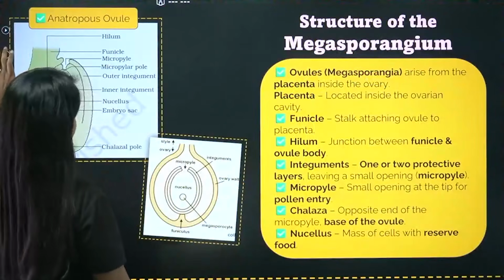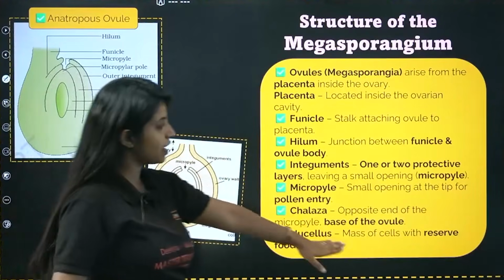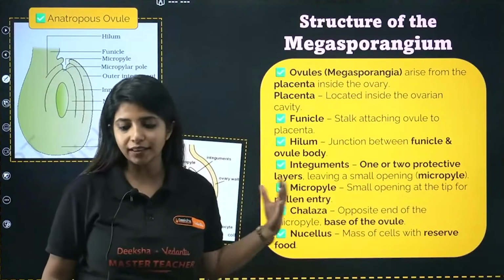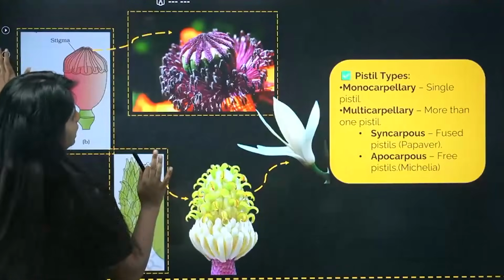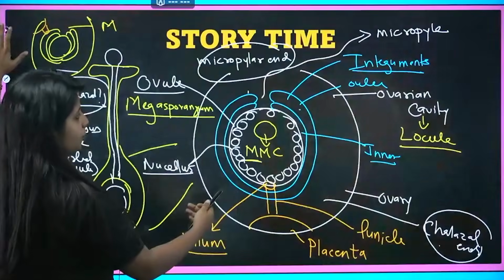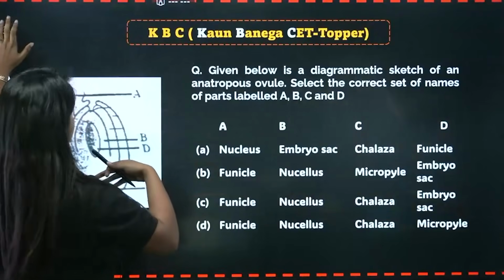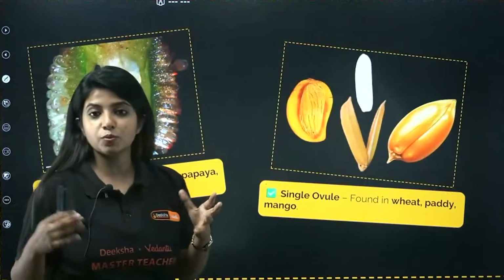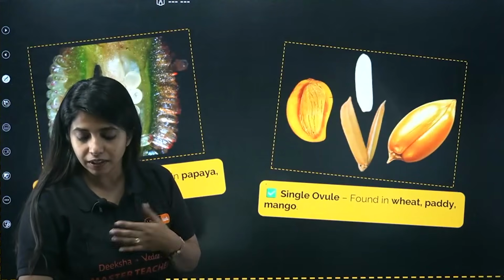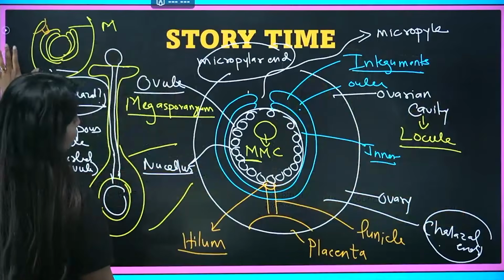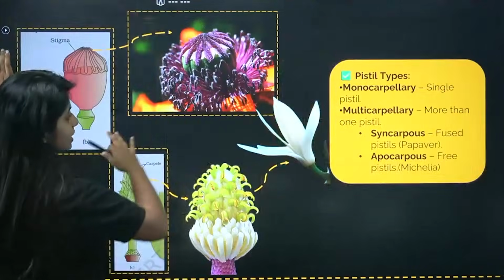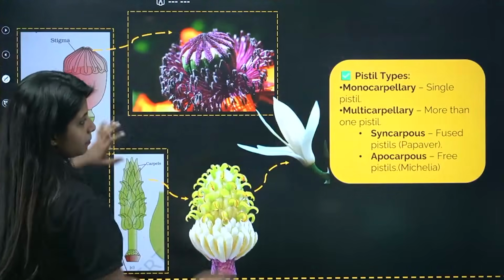So now we come back to this. Nucleus is what? Mass of cells with reserve food, and this food is basically for making sure the nourishment is happening. Cool. Now, before we go ahead with the process of megasporogenesis, as in how everything divides, I don't think we can complete it in this video. Probably tomorrow we'll do that, but we'll still complete the initial part of the female system.